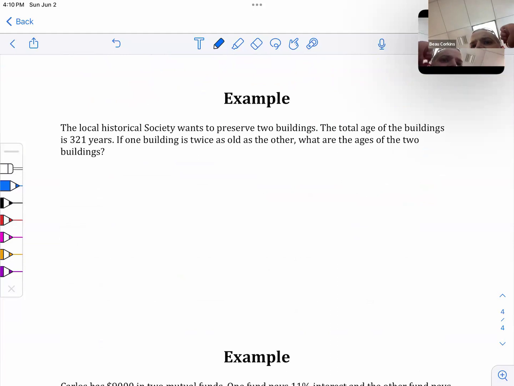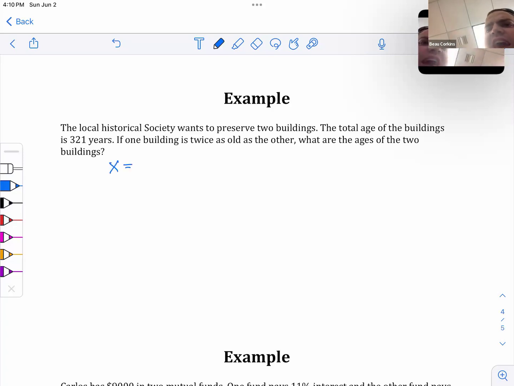All right, example. The local historical society wants to preserve 2 buildings. The total age of the buildings is 321 years. If one building is twice as old as the other, what are the ages of the 2 buildings? So lots of ways to do this. And really, regardless if you solve this via guess and check or algebra, you want to make sure you get your equations set up.